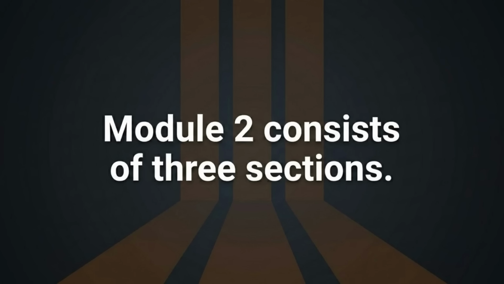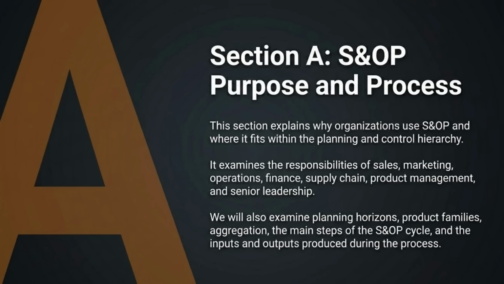Module 2 consists of 3 sections. Section A, S&OP Purpose and Process. This section explains why organizations use S&OP and where it fits within the planning and control hierarchy. It examines the responsibilities of sales, marketing, operations, finance, supply chain, product management, and senior leadership. We will also examine planning horizons, product families, aggregation, and the main steps of the S&OP cycle and the inputs and outputs produced during the process.